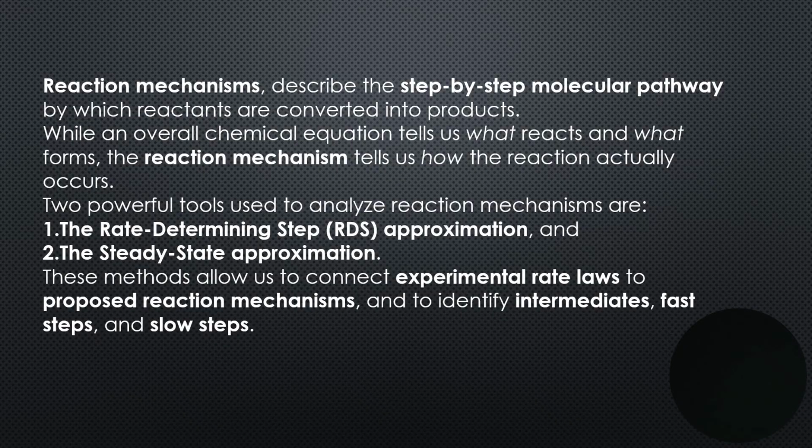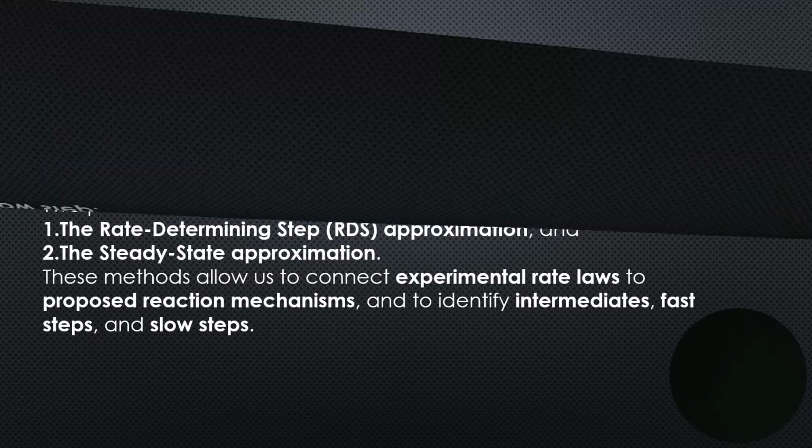actually occurs. Two powerful tools used to analyze reaction mechanisms are, first, the rate-determining step approximation, and second, the steady-state approximation. These methods allow us to connect experimental rate laws to proposed reaction mechanisms and to identify intermediates, fast steps, and slow steps. Part 1.